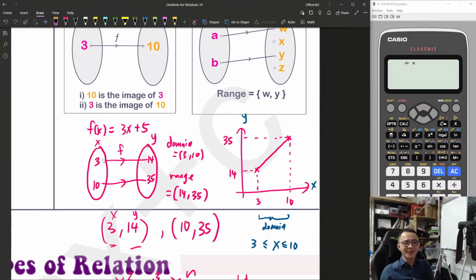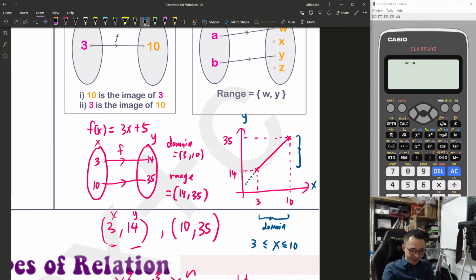Some students might ask, sir, why can't my domain be 0 to 10? Because you can see my x value starts at 3. I don't have any line before 3. So therefore, my domain is from 3 to 10. Yes, domain is for the range of x. Then right now we go to the range.